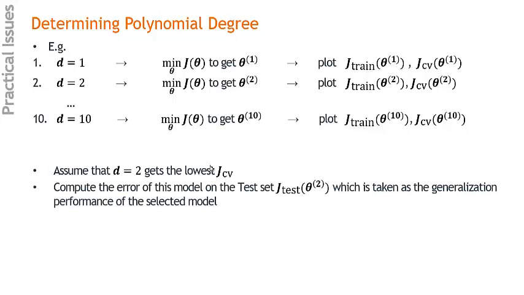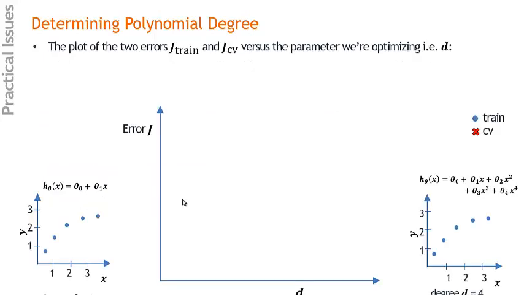Now when you plot these, it should happen that the JCV goes down as the underfitting decreases, and then it goes back up again as overfitting increases. So there should be a minimum value. Assuming that d equals 2 is the minimum value, then that's the model that we choose. We apply that model to the testing set, and we get our cost function that gives us our performance. So you should expect curves like this.